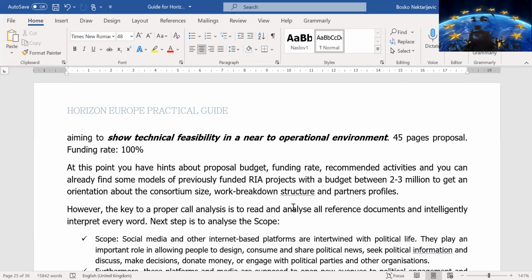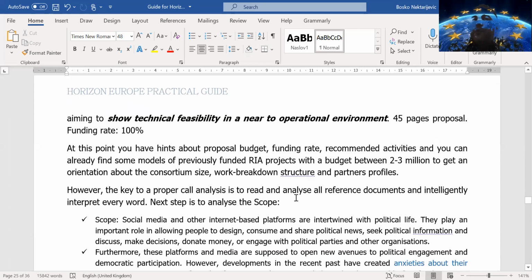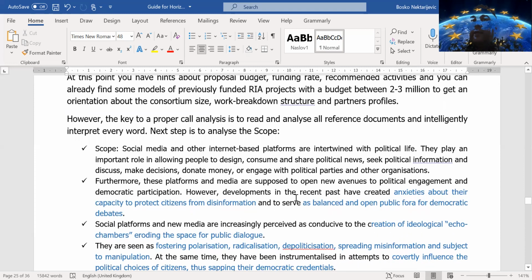Now, at this point, you have some hints about the budget, funding rate, and recommended activities, and you can already find some similar models of research and innovation actions, projects with a budget between 2 to 3 million in similar areas, to get some additional orientation about the consortium size, work breakdown structure, and partners' profiles. However, the key to a proper call analysis is to read and analyze all the reference documents and intelligently interpret every word. So the next step is to read the scope.